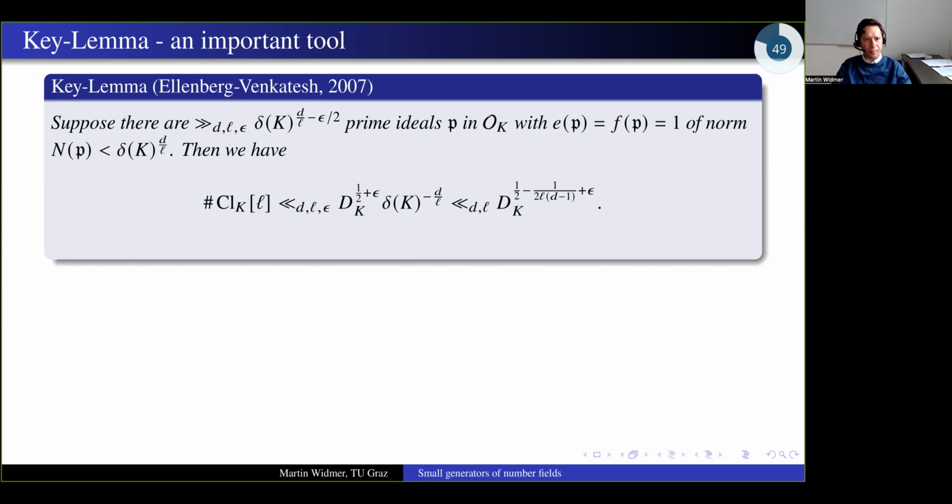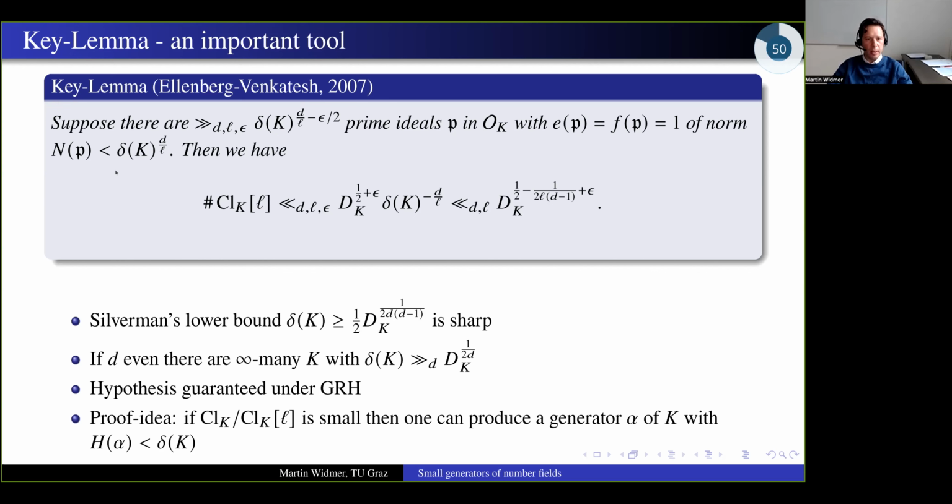And if you plug in Silverman's lower bound for the delta invariant, then you get this exponent 1/(2(ℓd − 1)). So you get this 1/6 in the case of quadratic fields and ℓ equals 3. Of course, an obvious question is whether the bound of Silverman could be improved, but unfortunately, that's not the case, not in general. There are cases where you can improve on the bound a lot, as we have already seen.